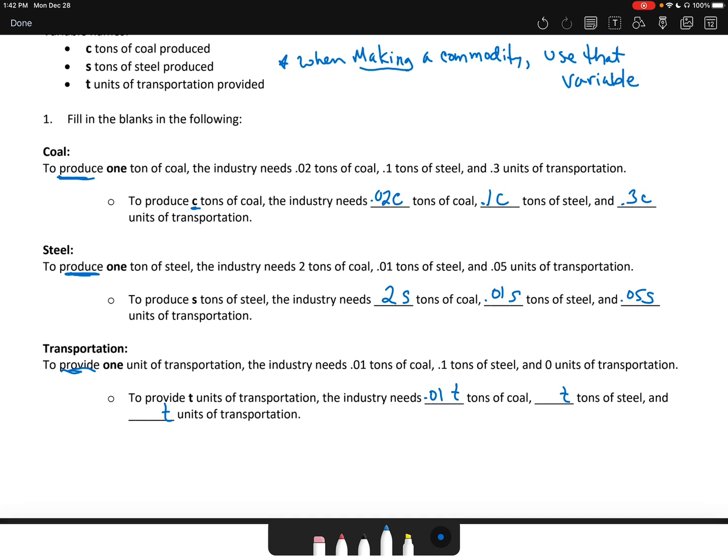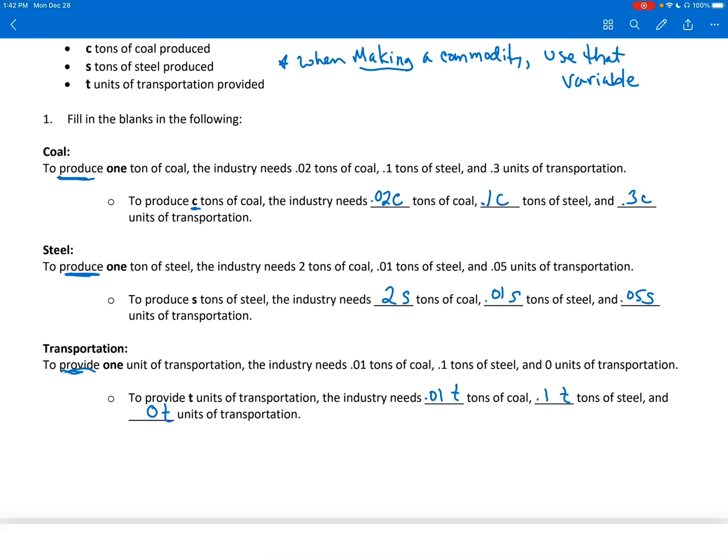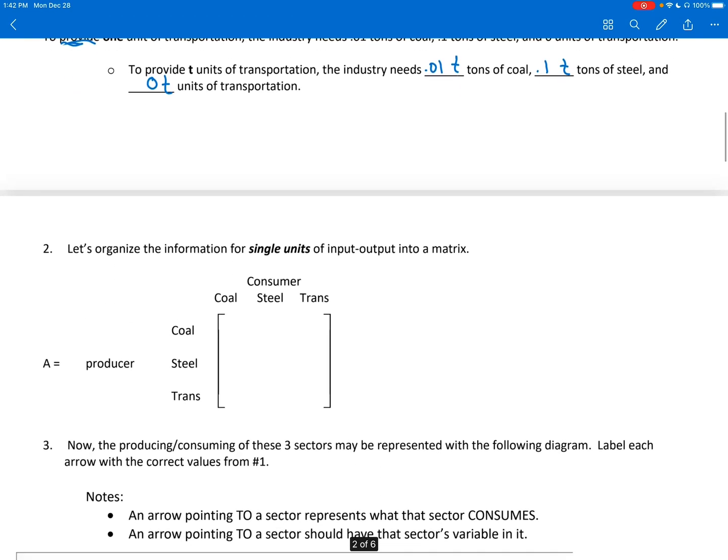We need 0.01 tons of coal, 0.1 tons of steel, and no transportation. So they don't need any transportation to create transportation in this situation anyway. Okay, so that's the information we've been given.